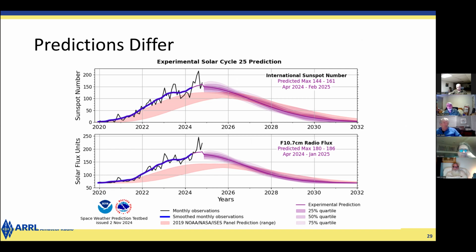But it's going to gradually decline, and the solar cycle will be at a minimum in 2032, which is about 7 years from now. The thing is, we don't know. This is just everybody's best guess.